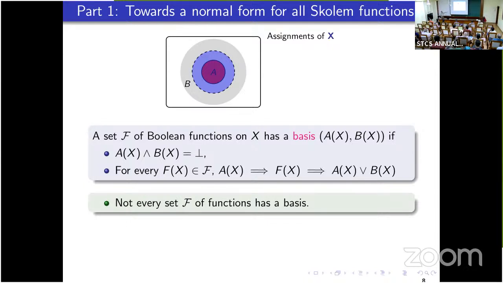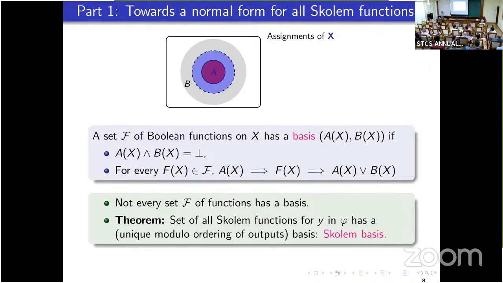And so clearly not every set of functions has a basis like this, right? But very interestingly, the set of all Skolem functions for a variable in a given specification, doesn't matter what the specification is, has not only such a basis, but a unique such basis, modulo ordering of the outputs. So if you say that I'm going to generate the basis for the outputs in this order, y1 first, then y3, then y2, then y5, then not only does it have a basis, but it has a unique basis.